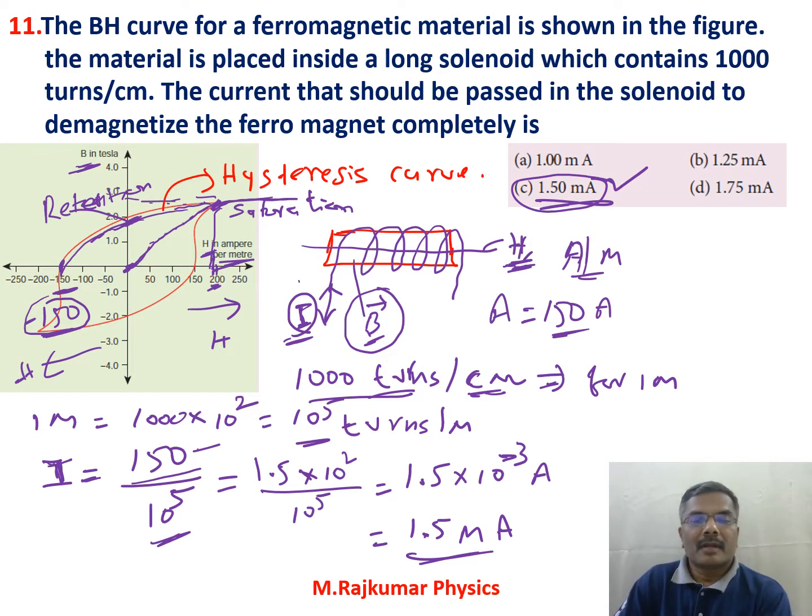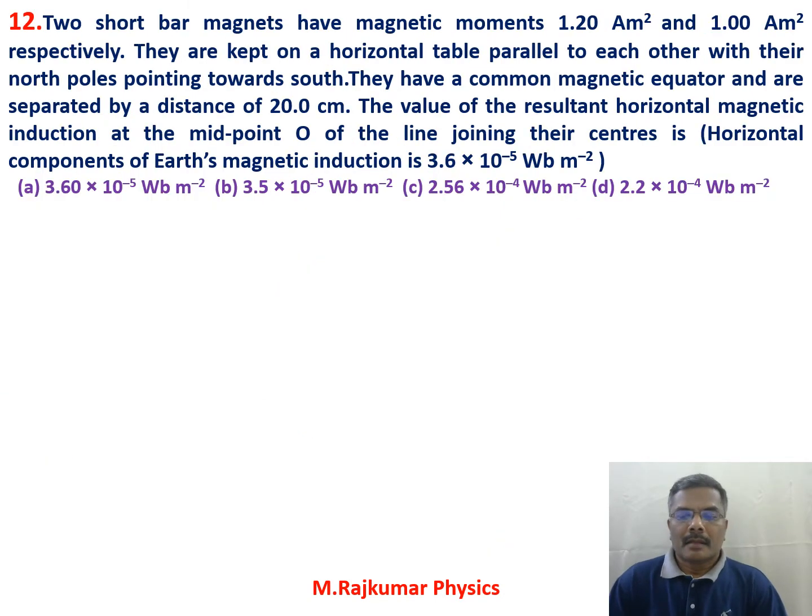Okay, we go to the next question, the 12th question. Two bar magnets have magnetic moments 1.2 ampere meter square and 1 ampere meter square respectively. They are kept on a horizontal table parallel to each other with their north poles pointing towards the south. They have a common magnetic equator and are separated by a distance of 20 centimeter. The value of the resultant horizontal magnetic induction at the point O of the line joining their centers is asked. The horizontal component of earth's magnetic induction is 3.6 into 10 power minus 5 Weber per meter square.